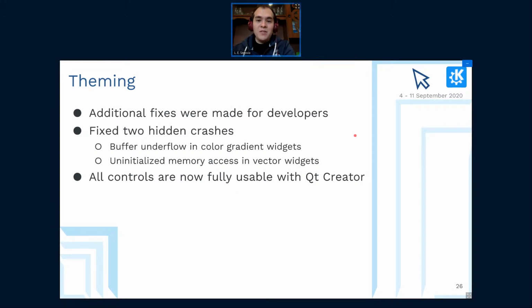As you may expect from this kind of work, these changes uncover additional mistakes on the developer side of things. I fixed two hidden crashes on CXport that were hidden by the original styling: a buffer underflow when editing color gradients, as well as uninitialized memory accesses in vector widgets. And as a bonus track, these styling changes enable users to use the CXport widgets directly with Qt Creator.